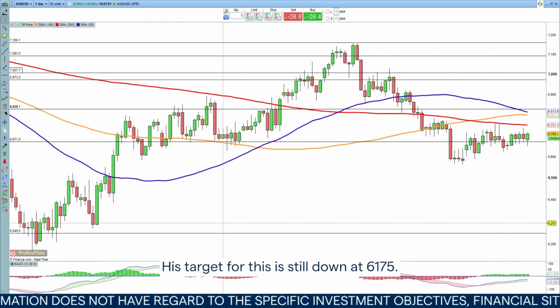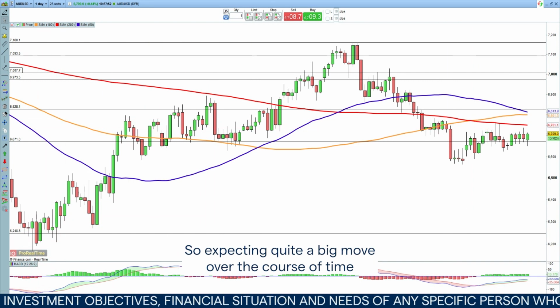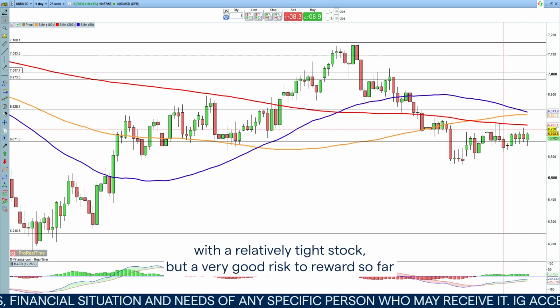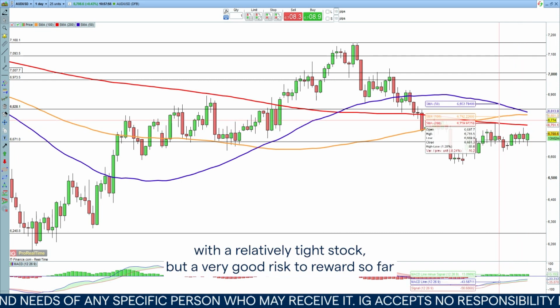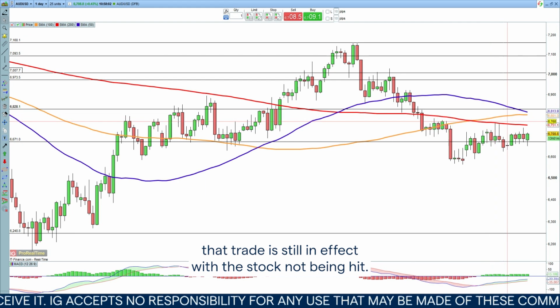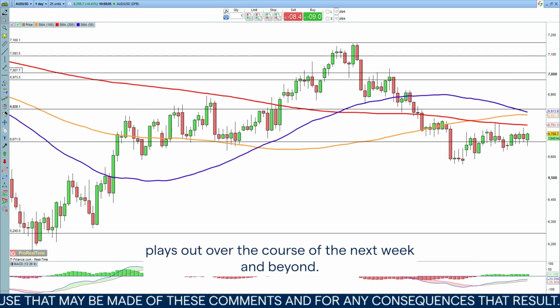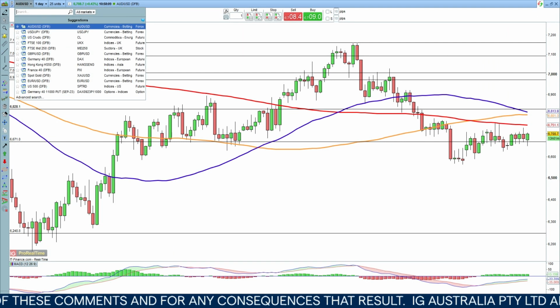And his target for this is still down at 61.75, so expecting quite a big move over the course of time, with a relatively tight stop, but a very good risk to reward. So far, that trade is still in effect, with the stop not being hit. So we're just waiting to see how that plays out over the course of the next week and beyond.